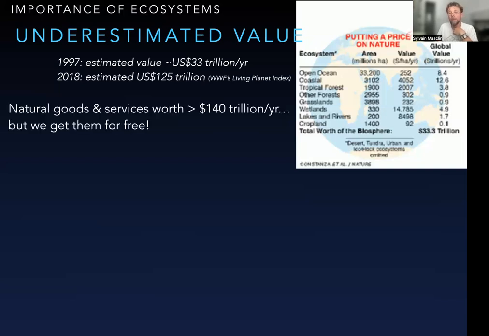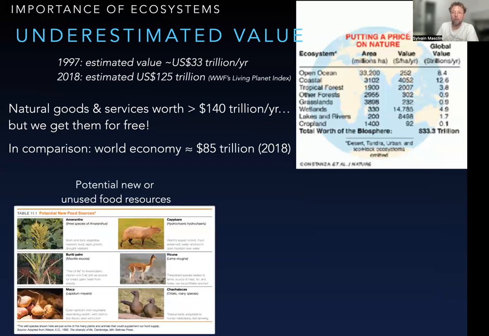It's for sure over this more than $140 trillion per year that we get for free, which is higher than the world economy, the outcome of the world economy estimated at about 85 trillion. So we're mostly producing half of the money that nature is giving us, or that we are taking for free. And there are always new or unused resources that we take over time.